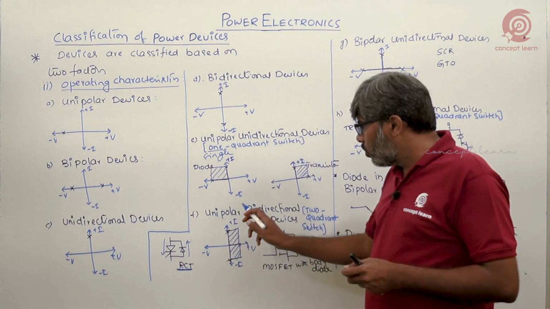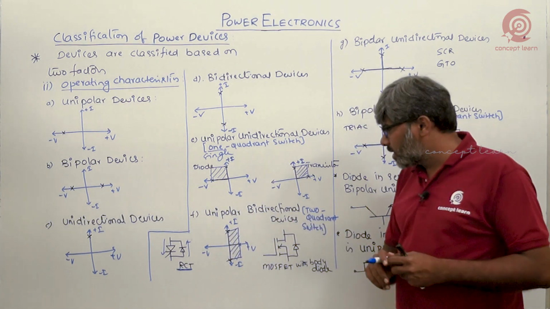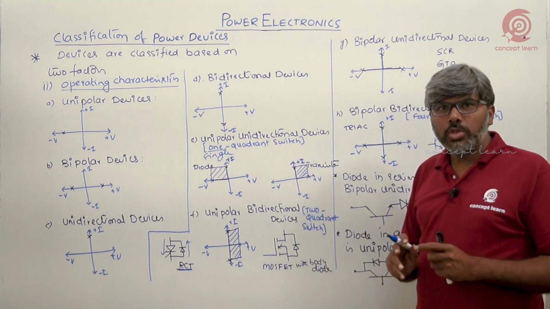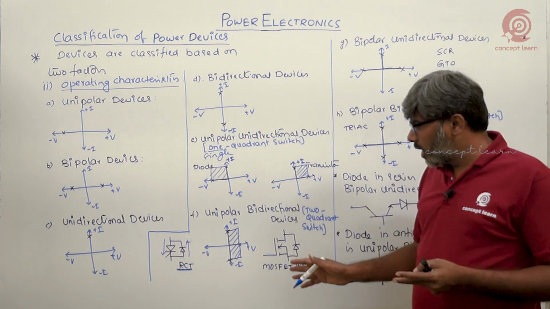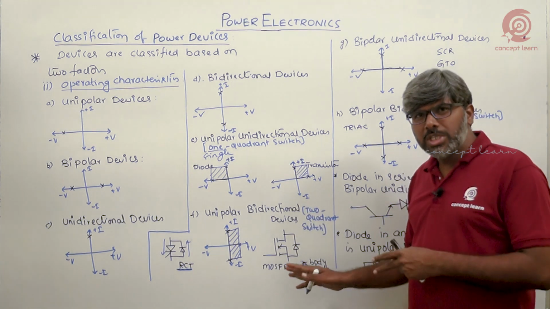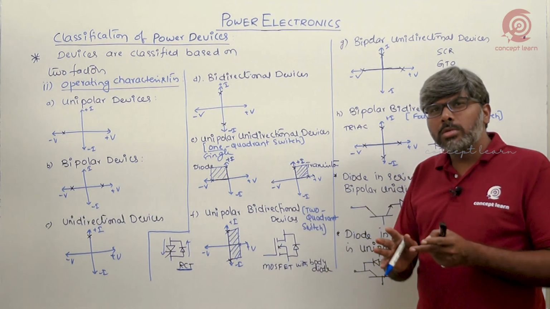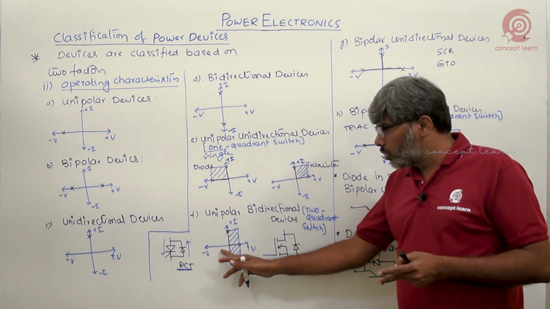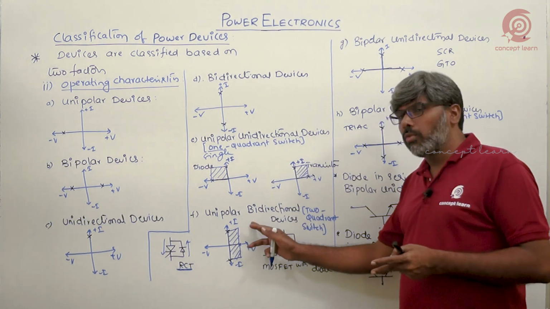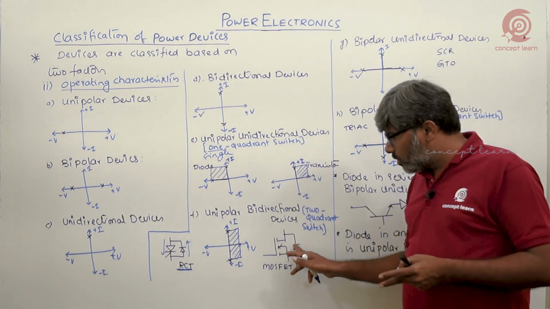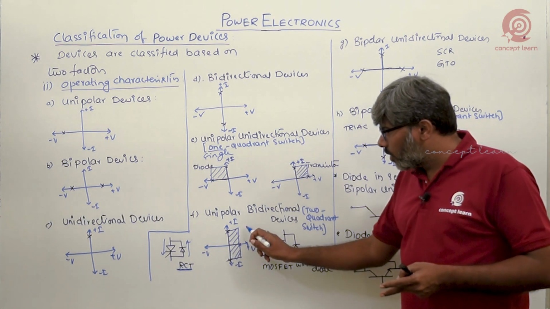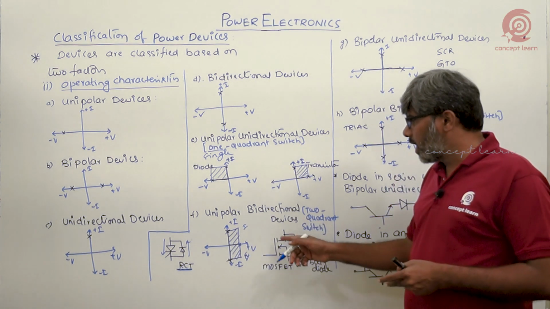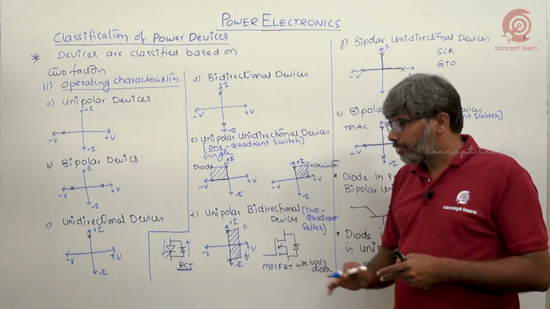That is why unipolar bidirectional devices are also called two quadrant switches. Two quadrant switches means that during its complete operation, the switch gives two quadrant operation: 1 2 or 2 3 or 3 4 or 4 1. In this case, these two switches are giving first quadrant and fourth quadrant operation. That is why it is called a two quadrant switch.